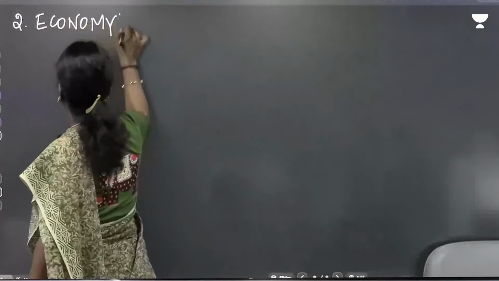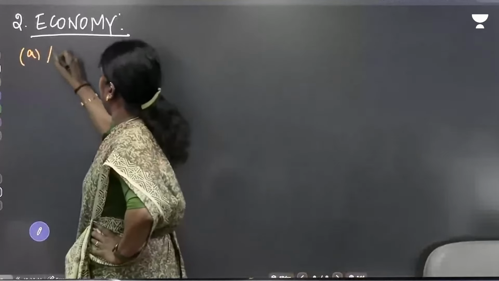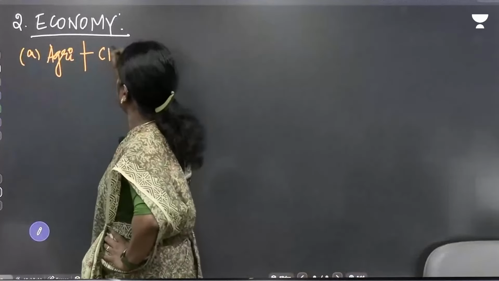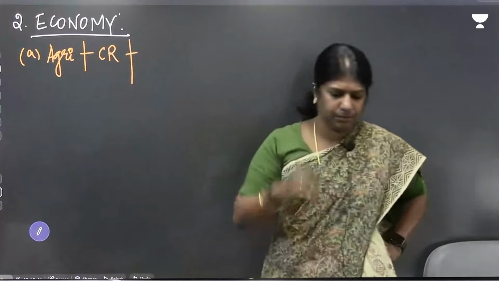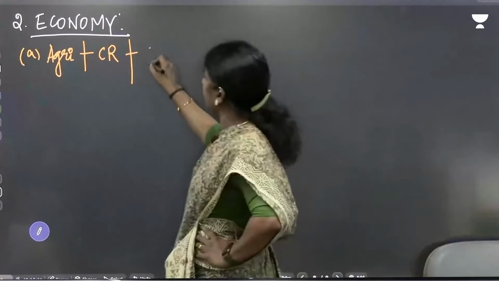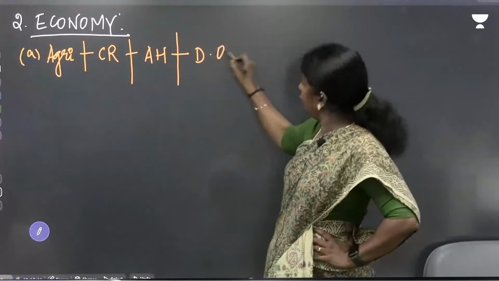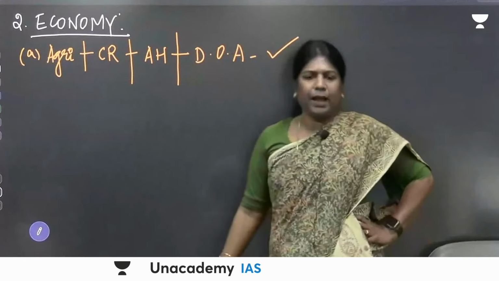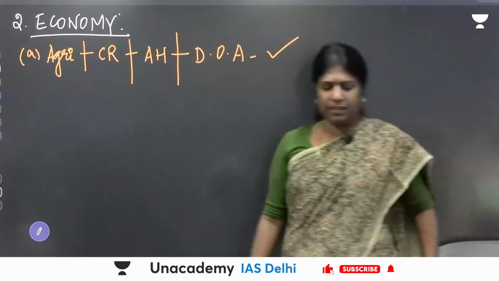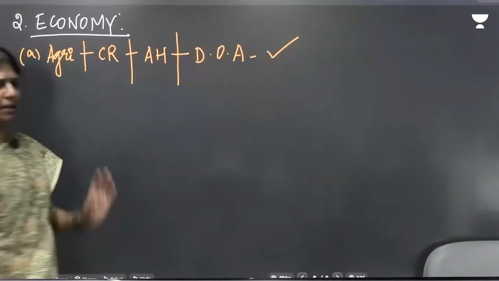The later Vedic economy. How was the later Vedic economy? What did the Aryans do in their economic activity? So here we see some changes. Start writing: agriculture, followed by cattle rearing, followed by animal husbandry, followed by domestication of animals. Don't write CR, write cattle rearing. Agriculture, cattle rearing, animal husbandry, and domestication of animals were practiced.